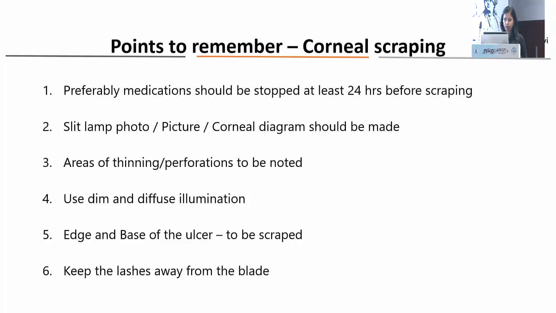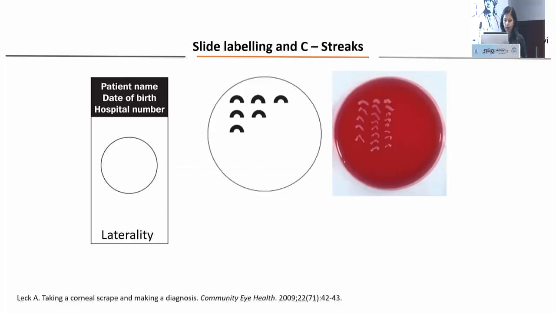Points to remember for corneal scraping: preferably the medication should be stopped at least 24 hours before scraping. A slit lamp picture or a diagram should be made. The areas of thinning or perforation should be noted before you start scraping. Use dim and diffuse light so that the patient is comfortable. Scraping is recommended from the edge and base of the ulcer because that is the area where you can find the organism. Then keep the lashes away from the blade to avoid contamination.